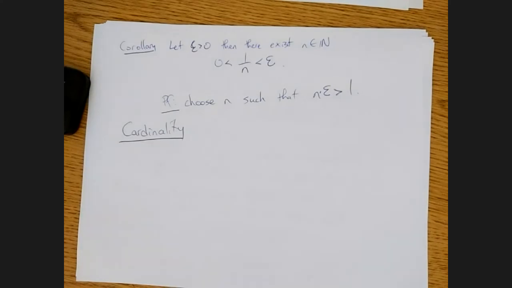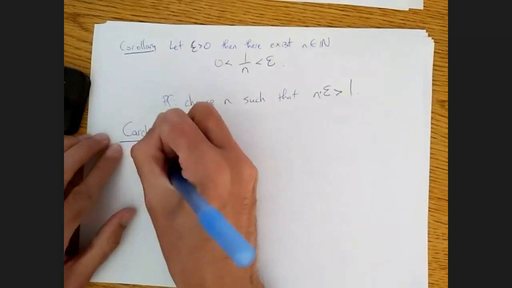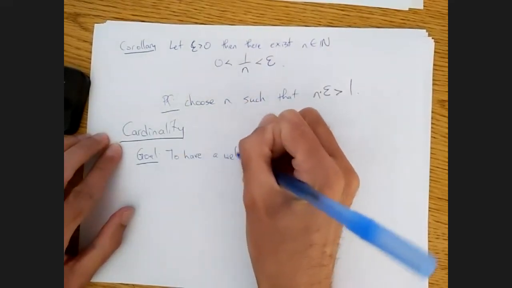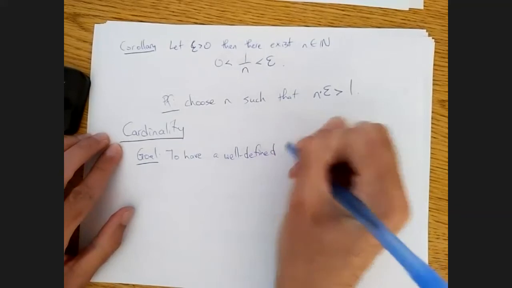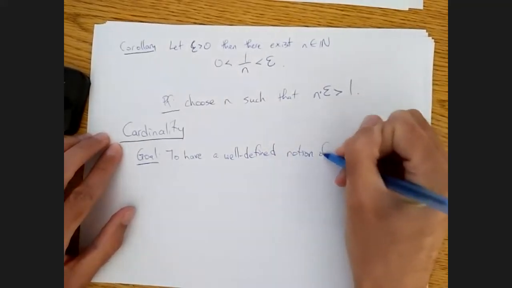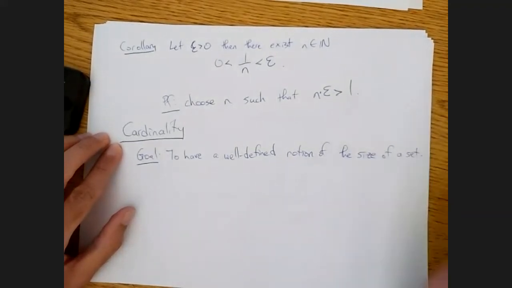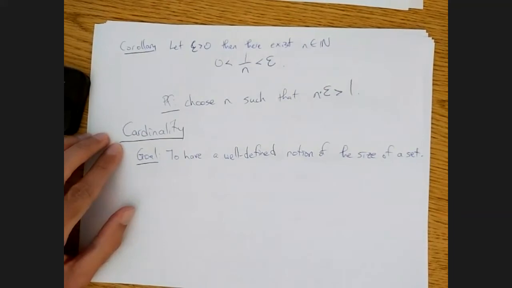Okay, so cardinality, that is, we might have two sets and we want to compare their size. So our goal is to have a well-defined notion of the size of a set. Not only that, but it has to make sense with what we know.